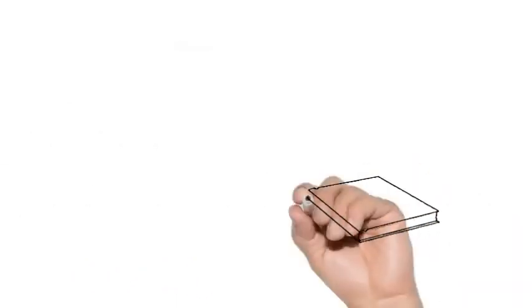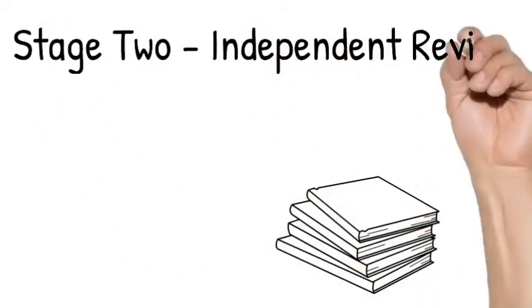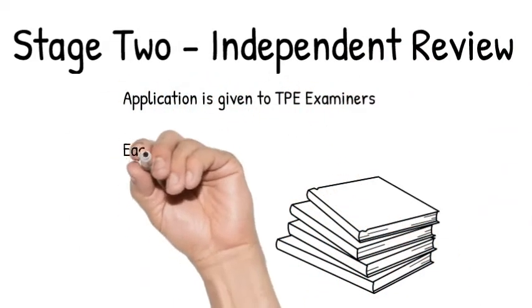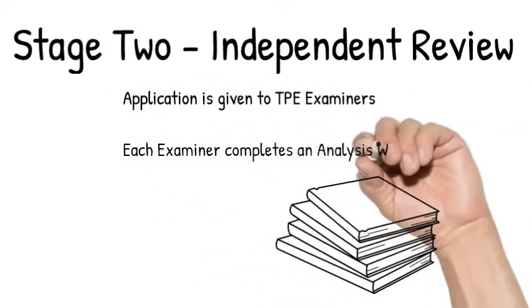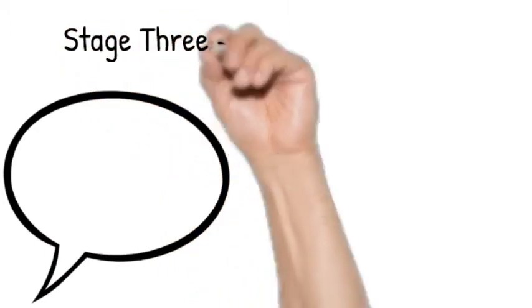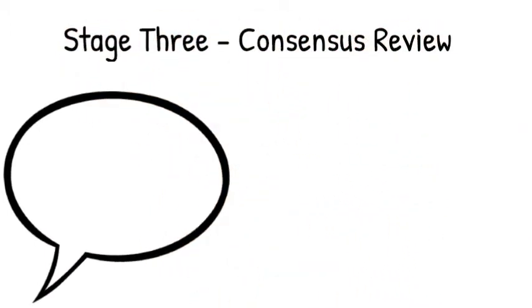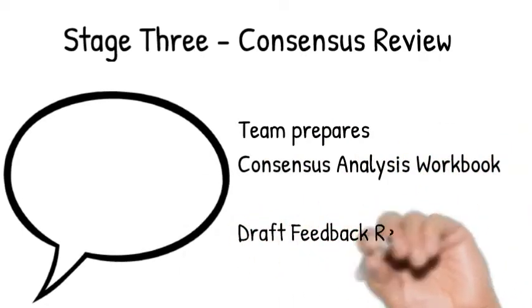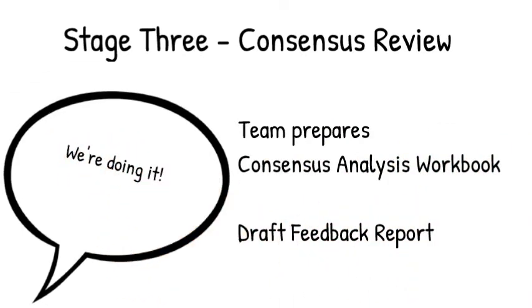During Stage 2, Independent Review, your application is given to a team of examiners who work independently to analyze it. Each examiner completes an analysis workbook and files it with TPE and the examiner team. In Stage 3, Consensus Review, the examiner team prepares a consensus analysis workbook based on your application. They work on understanding issues and resolving any differences and then draft a feedback report.